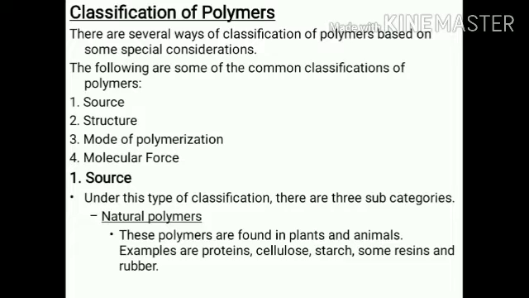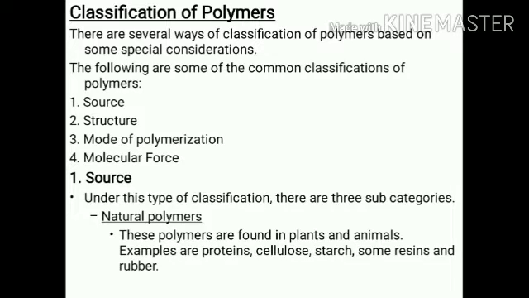Natural polymer is obtained from nature, from plants and animals. This is called natural polymers. So let me explain it again: a polymer obtained from nature, from plants and animals, is called a natural polymer.